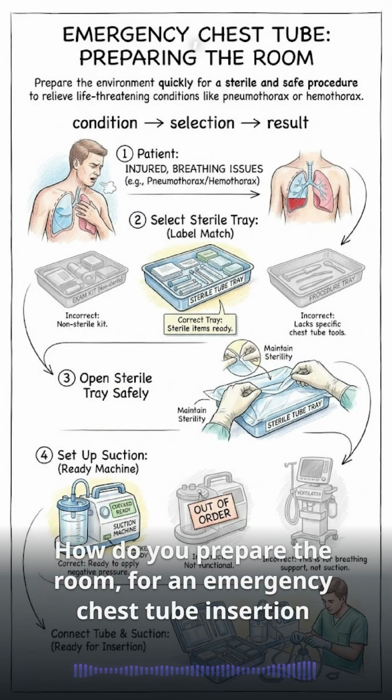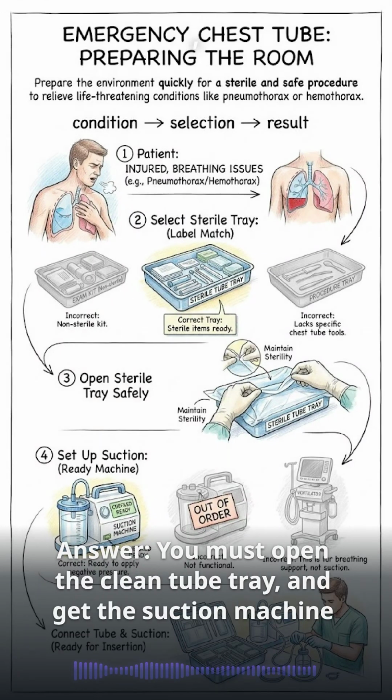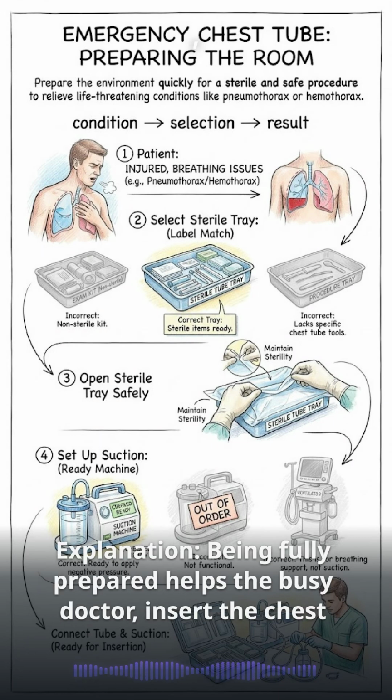75. How do you prepare the room for an emergency chest tube insertion procedure? You must open the clean tube tray and get the suction machine ready. Being fully prepared helps the busy doctor insert the chest tube much faster for safety.